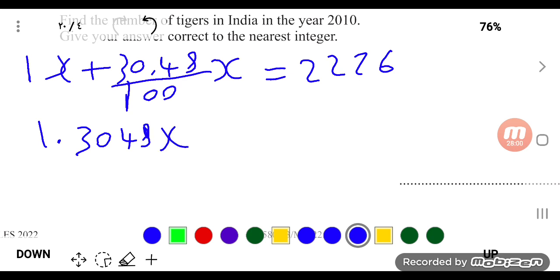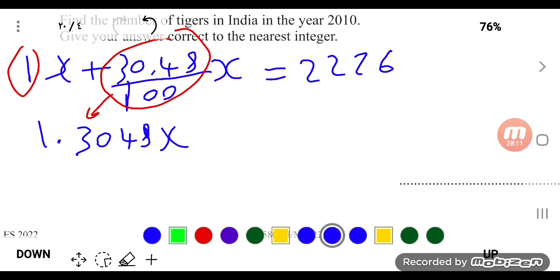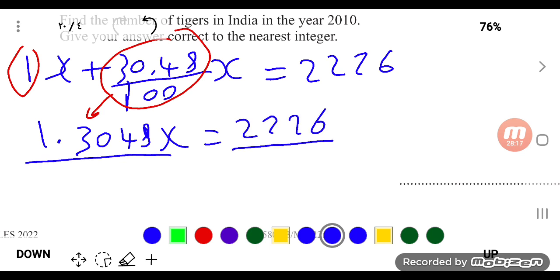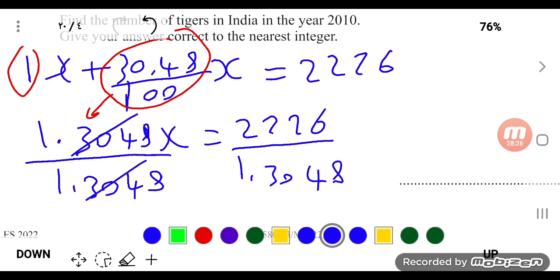Also you can do same denominator and add. So adding on the calculator these numbers, this and this on the calculator gives you this number. You get 2226. Then divide both sides of the equation by 1.3048. Cancel these, and the answer on the calculator, you write it here, you get the number.